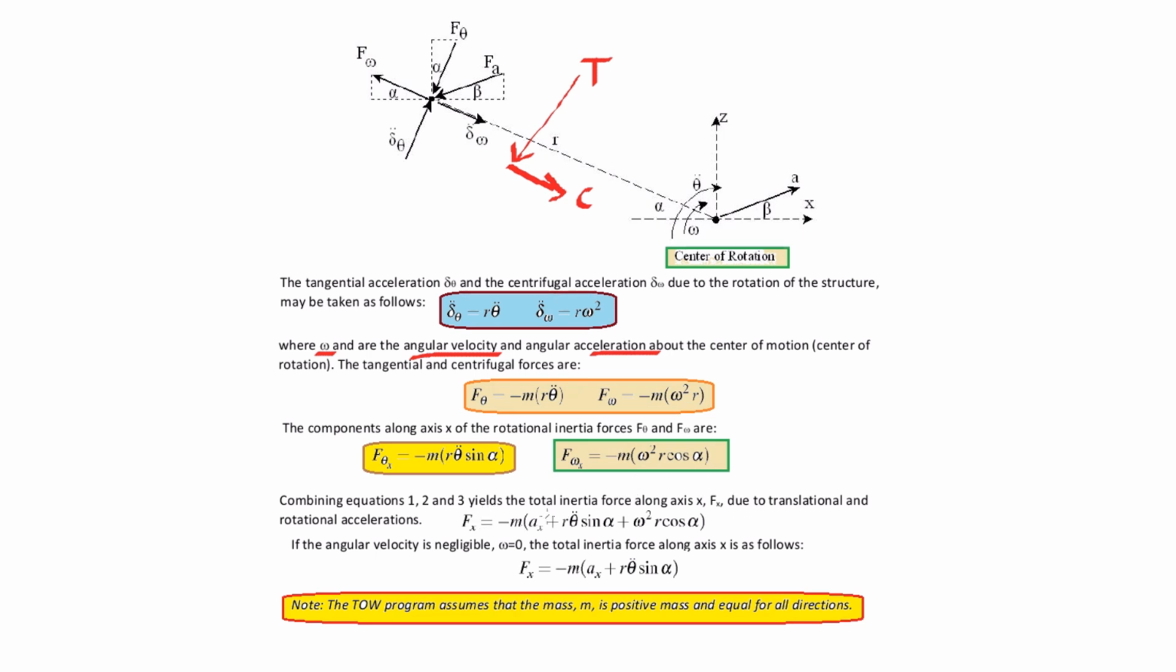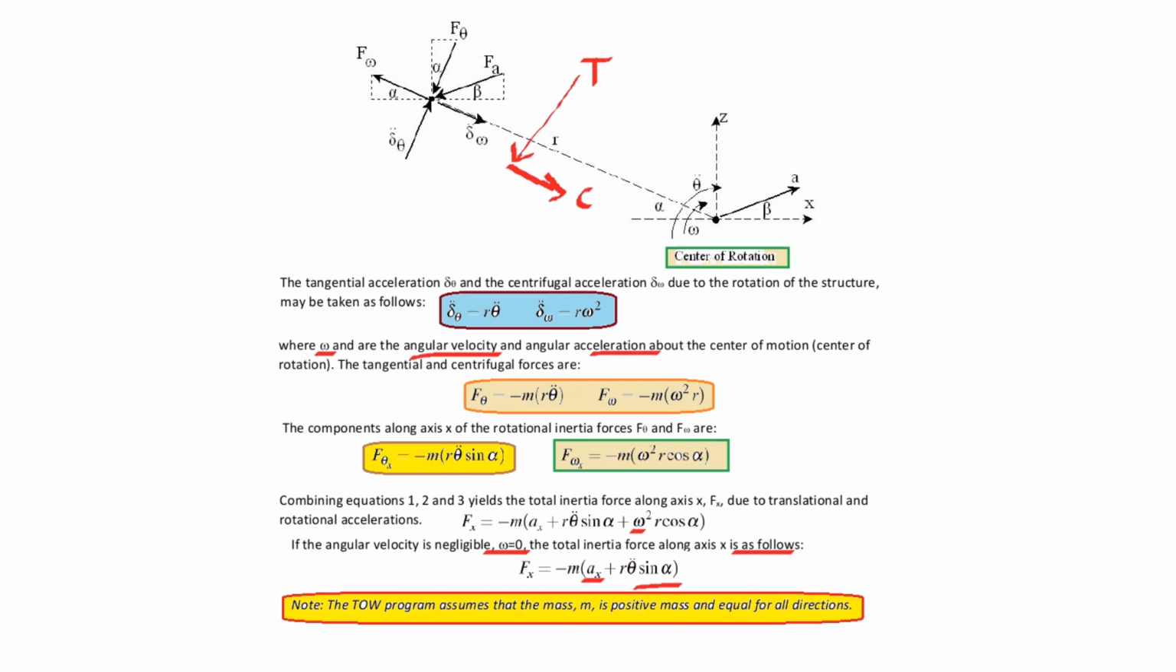Combining all these, the total inertia force along the x-axis is minus m times ax, the linear acceleration, plus r times theta double dash into sine alpha plus omega squared r cos alpha. If the angular velocity is negligible, then the total inertia force will be reduced to only these two terms. This is the linear acceleration, this is the angular acceleration. This is due to translational force, not centrifugal force.